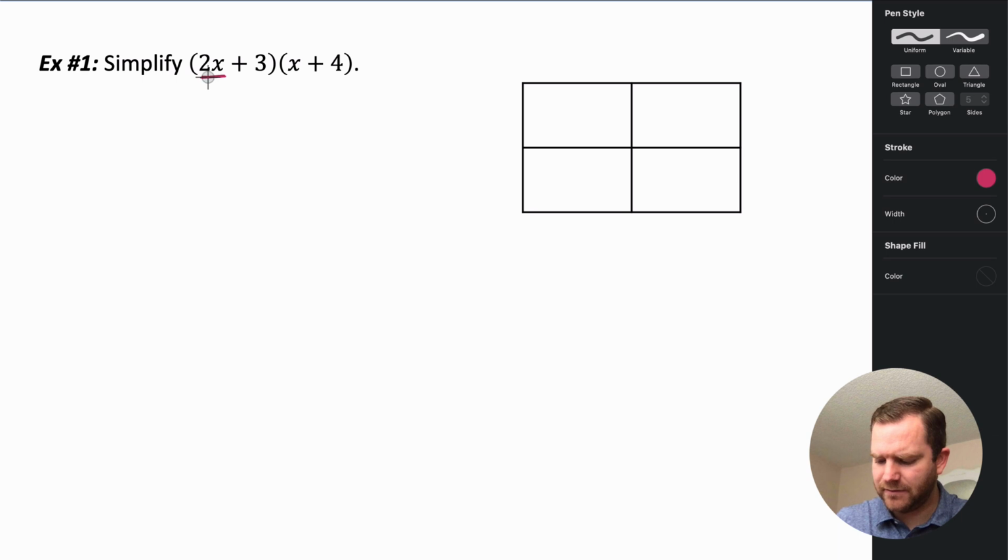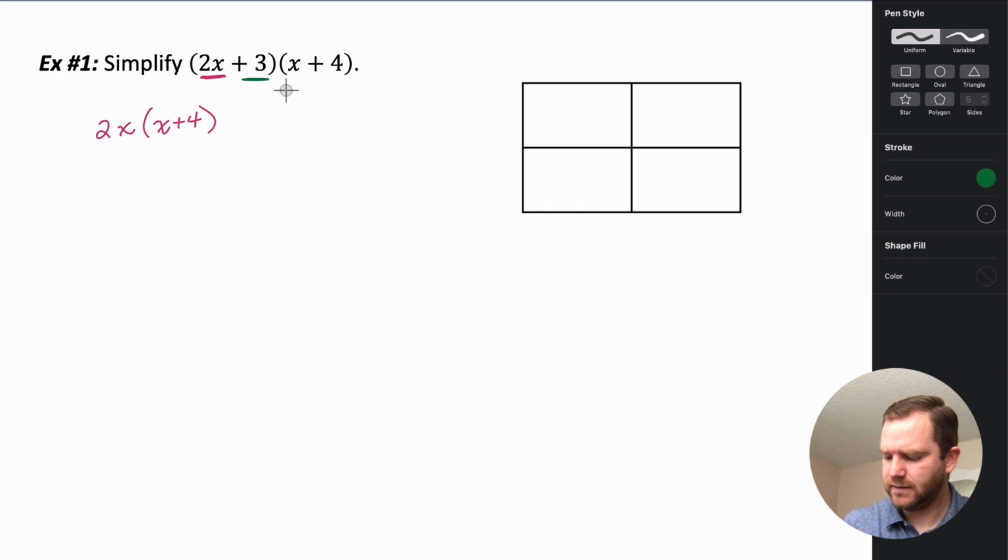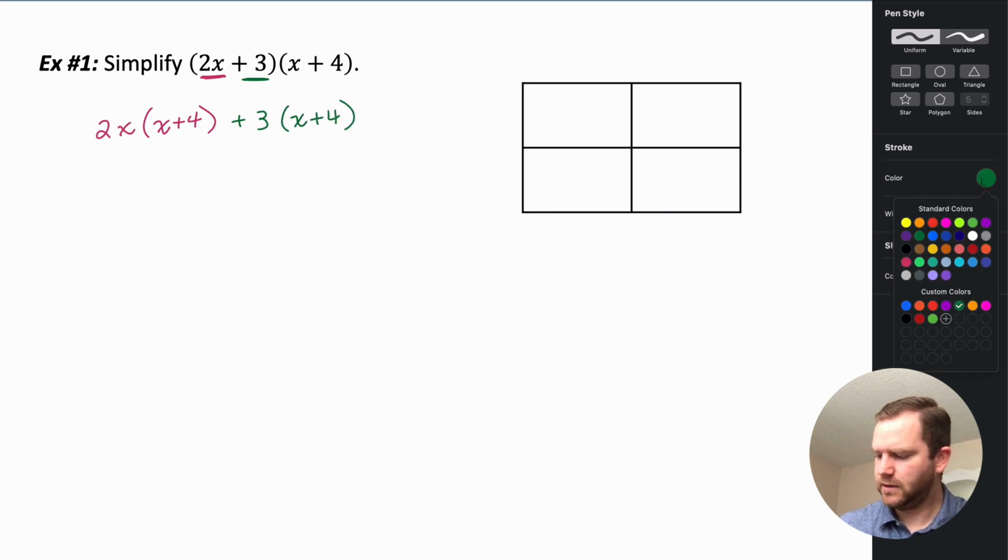So to do that, I'm going to have to take this first term in our binomial and multiply that entire second binomial by it. So we're going to take the 2x and multiply x plus 4 by 2x. Then we're secondly going to take this positive 3 and do the same thing, multiply it through to x plus 4. So it's going to be plus 3 times the quantity x plus 4. Then you just go through and do your multiplication.